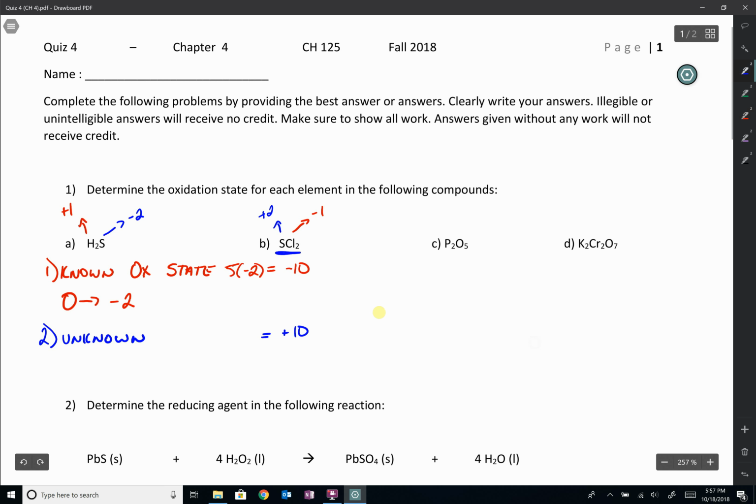But be careful, because phosphorus is our unknown, and there's 2 of them. So that plus 10 charge is spread out, handled by the 2 phosphorus atoms. Plus 10 divided by 2, so a plus 5 for phosphorus, minus 2 for the oxygens.